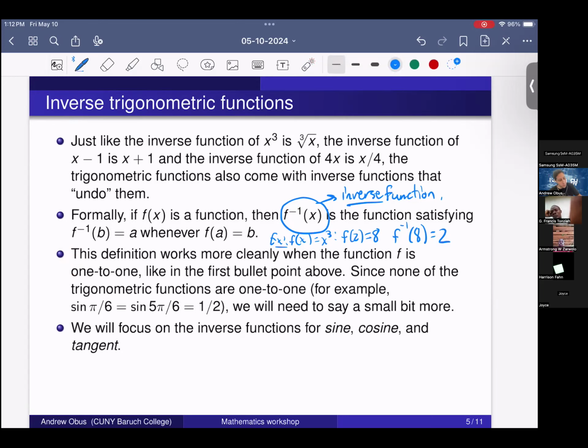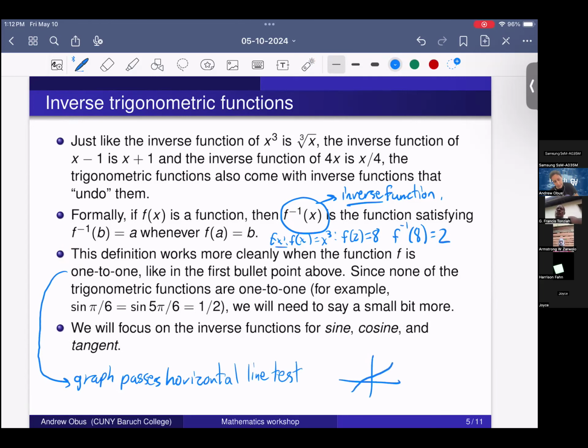Let's recall what a 1-to-1 function means, at least as far as a graph. That means that the graph passes the horizontal line test. Right? So it's a graph that looks something like this, where any horizontal line is only going to pass through the graph at one point. Okay, so these examples over here all pass the horizontal line test. So x cubed passes the horizontal line test. It doesn't go up and then down.